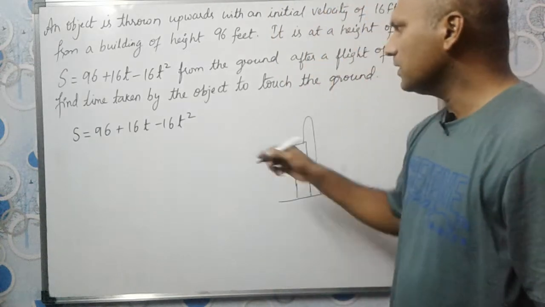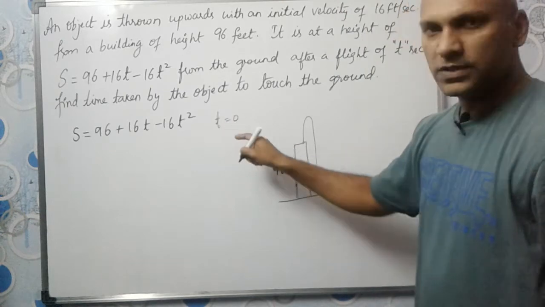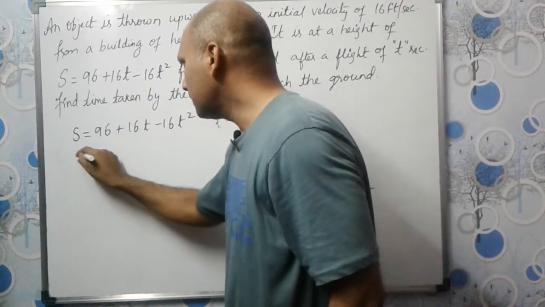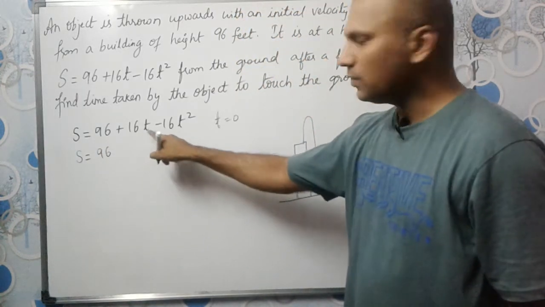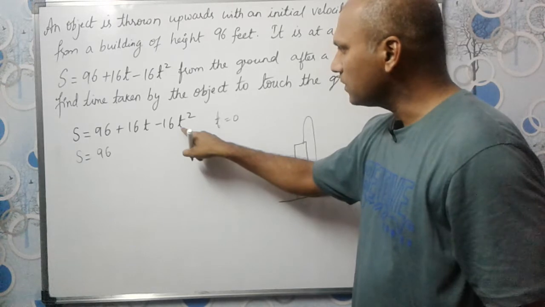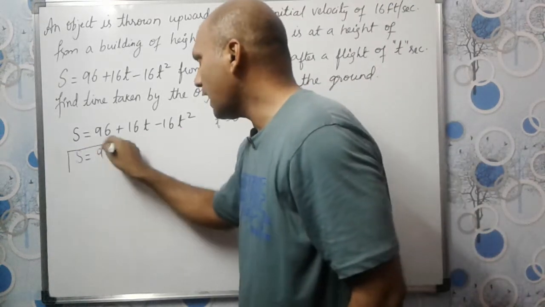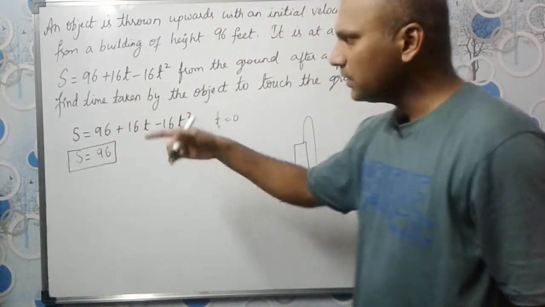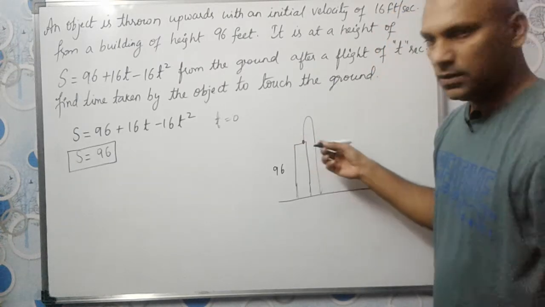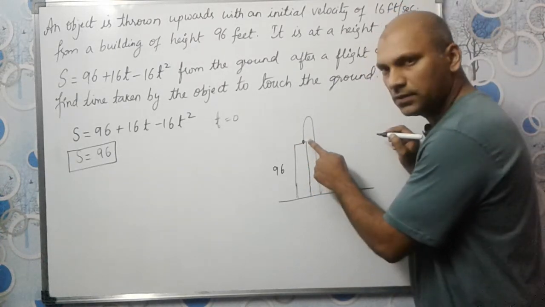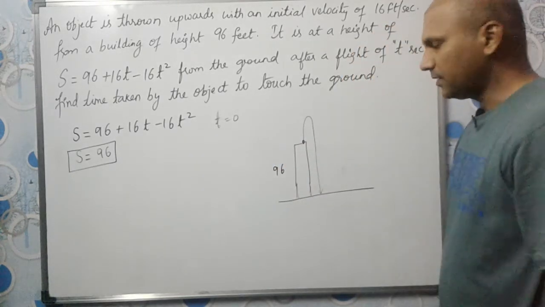Like for example, now if we take t is equal to 0, that means time is 0 seconds. So if you substitute t is equal to 0 in this equation, this will be 96. 16 into 0 is 0, minus 16 into 0 square is also 0. So these two terms will become 0. So what is the height of the ball from the ground? 96, because at t is 0 seconds you are not throwing the ball at all, right? So the ball will still remain here, which is 96 feet above the ground, right?